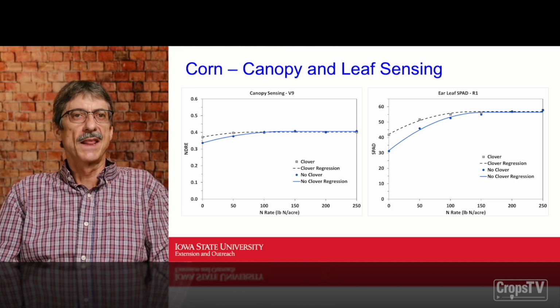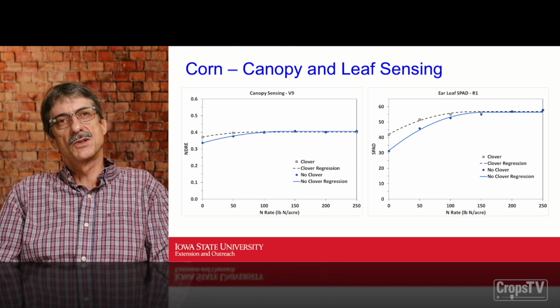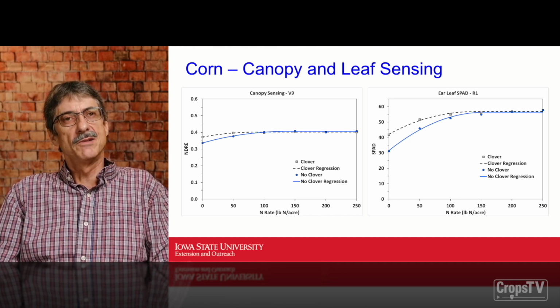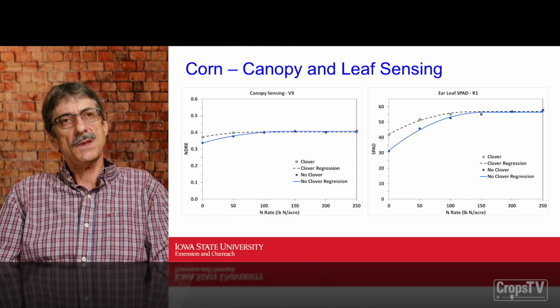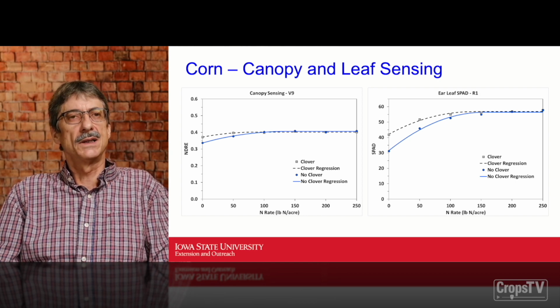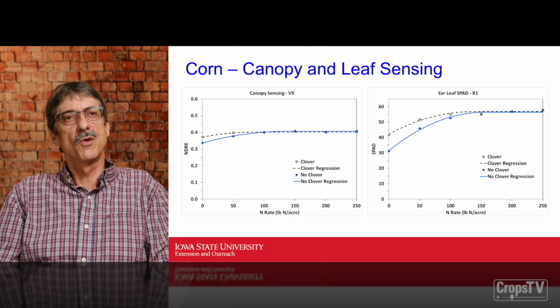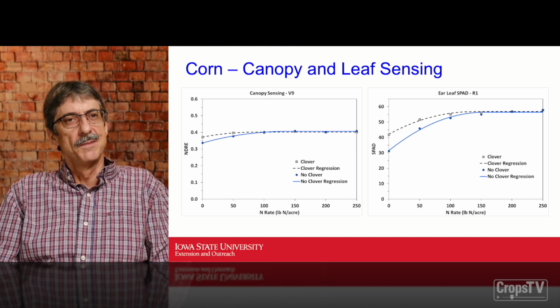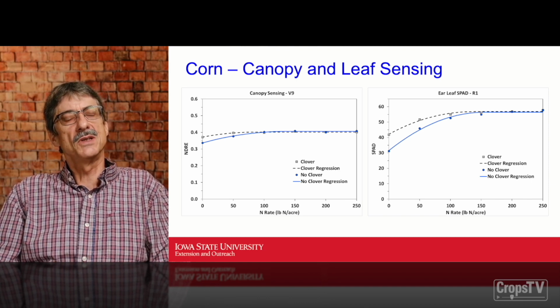And the SPAD meter readings on the right, we're now at the silking stage, so we've had more time for the nitrogen to get mineralized out of the clover, and you can see at the 0 N rate and the two lowest N rates, a quite higher SPAD value for the corn following the clover, which is that top dash line, and you can see that the clover is definitely supplying nitrogen to the corn crop, and it's responding to that nitrogen. So again, from many years of older research, we would expect to see that type of response.